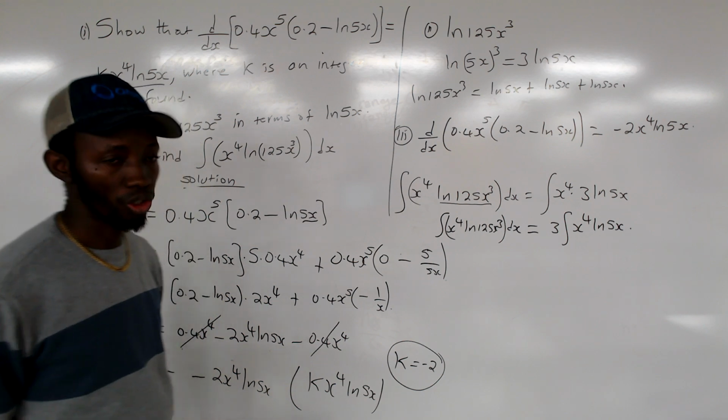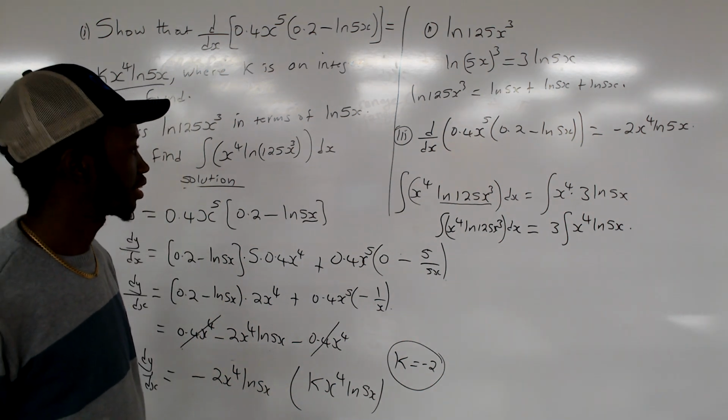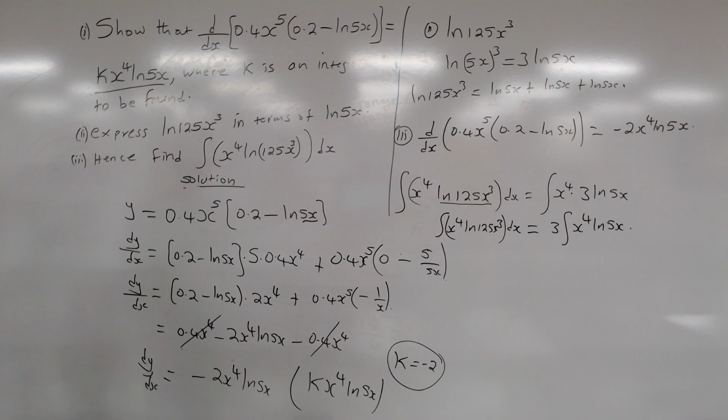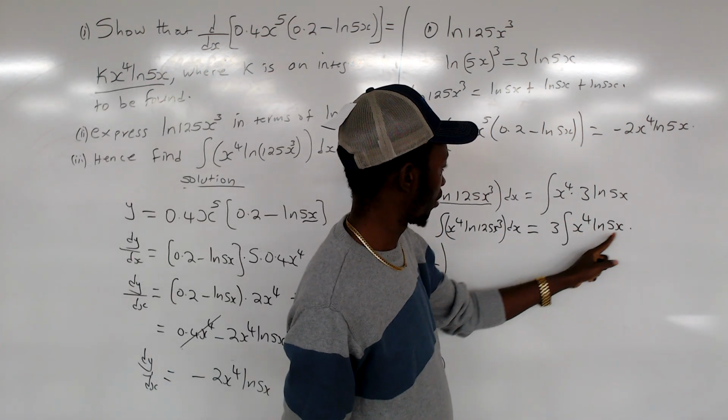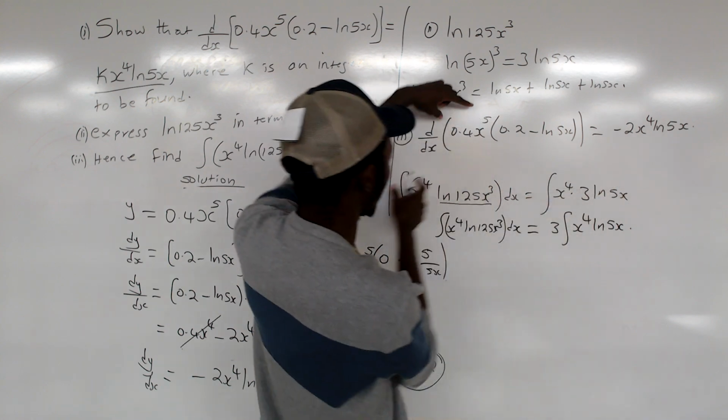So if we move forward, what else are we going to do? We'll try to compare. If you look at this expression, here we have x to the power 4 ln 5x, x to the power 4 ln, because this is the derivative.